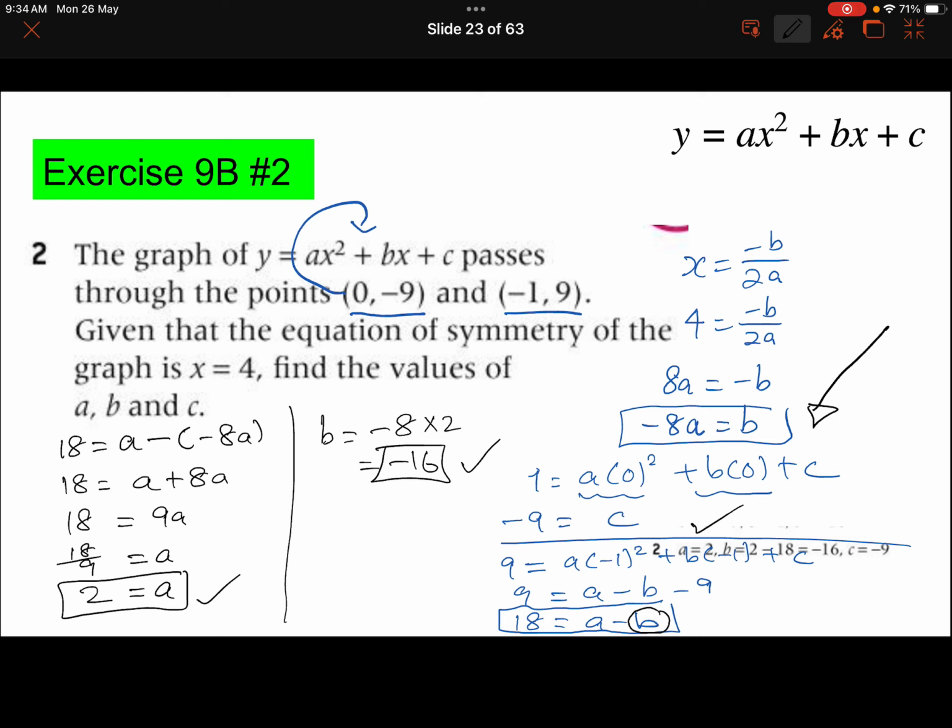All right, so I just want you to be aware that a scenario like this could happen. Okay, so hopefully this gives you another perspective on how quadratic graphs could look with the equation of the symmetry.